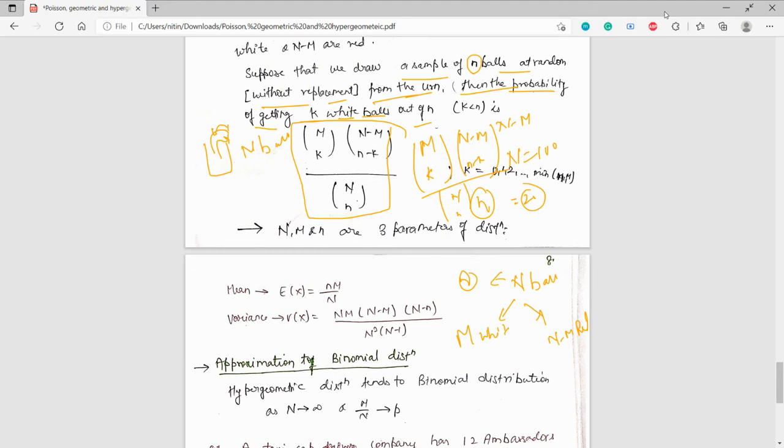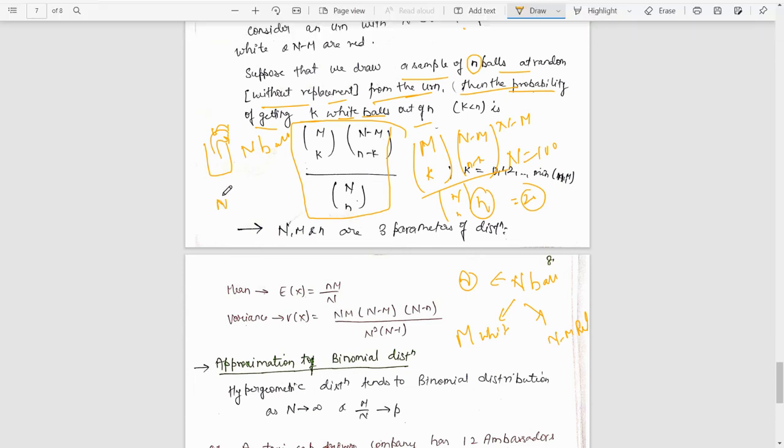Simple thing, obviously the name makes it sound like something hyper or hyperparameter, but nothing like that. The simple setup is that you have a capital N number of balls, m are white and N minus m are red, and you are drawing a small number n of balls. You have to find the probability that there are k white balls. If small n is 20, then maybe you are interested in k equal to 10, or k equal to 5.